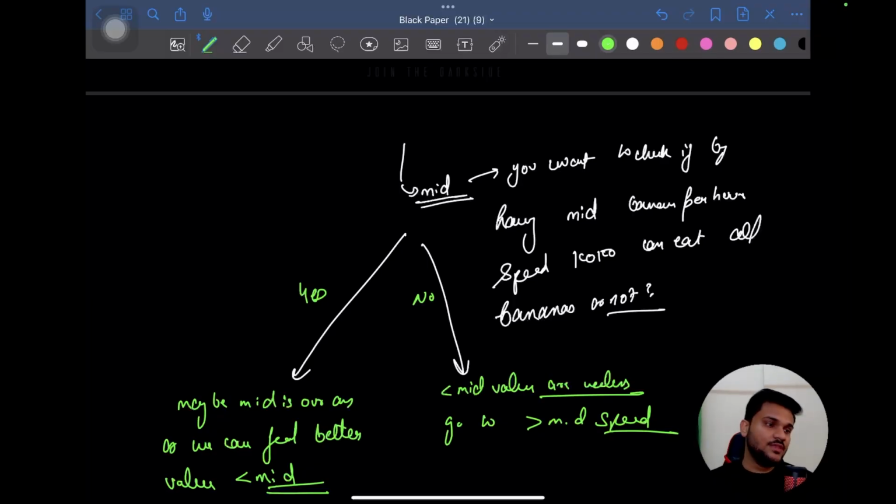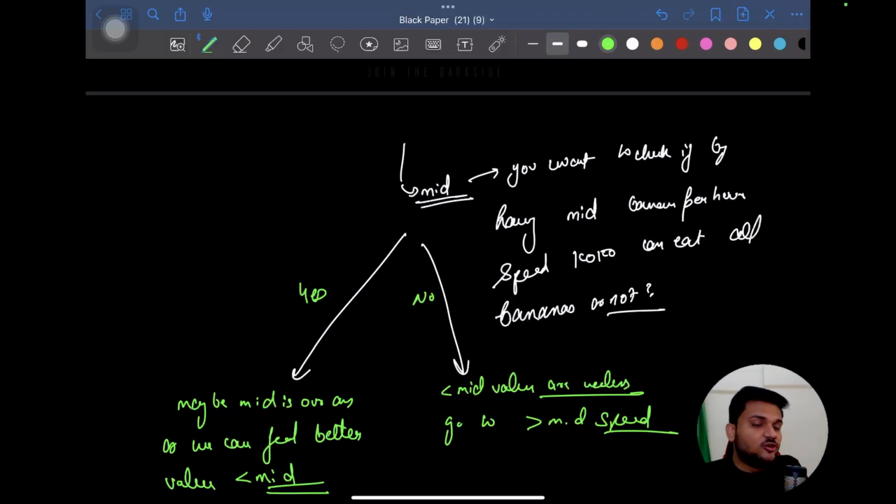Just think about it. If from Delhi to Gurgaon you want to go and your speed of the car is 100 km per hour and you are able to reach in the desired amount of time, then you will definitely be able to reach if your speed is even higher, right? So going to greater than mid doesn't make sense. 100 km per hour can be your answer, but maybe you can find something even lesser than 100 km per hour. Maybe you are able to reach in less than 100 km per hour also. That is something that we are chasing.